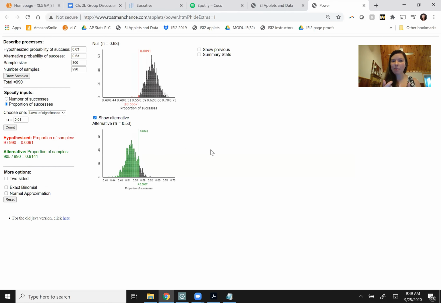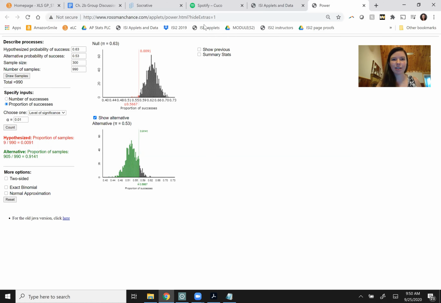And the nice thing about the spread decreasing is that even though they're still at 0.63 and 0.53, there's not nearly as much overlap anymore, right? So now if we look at that cutoff, the cutoff has changed because the spread has decreased. But if we look at how many are below that cutoff, now it's most of them, right? Now our power is at a little bit over 90%.